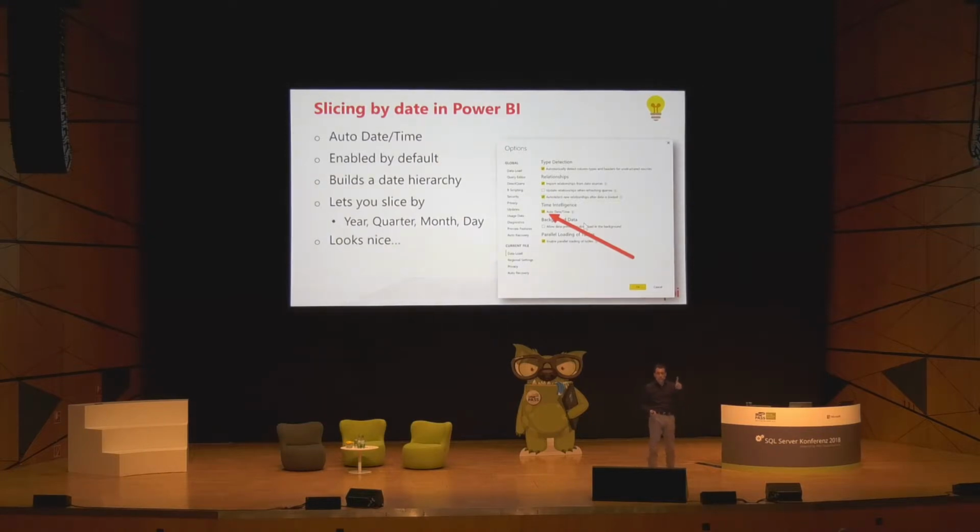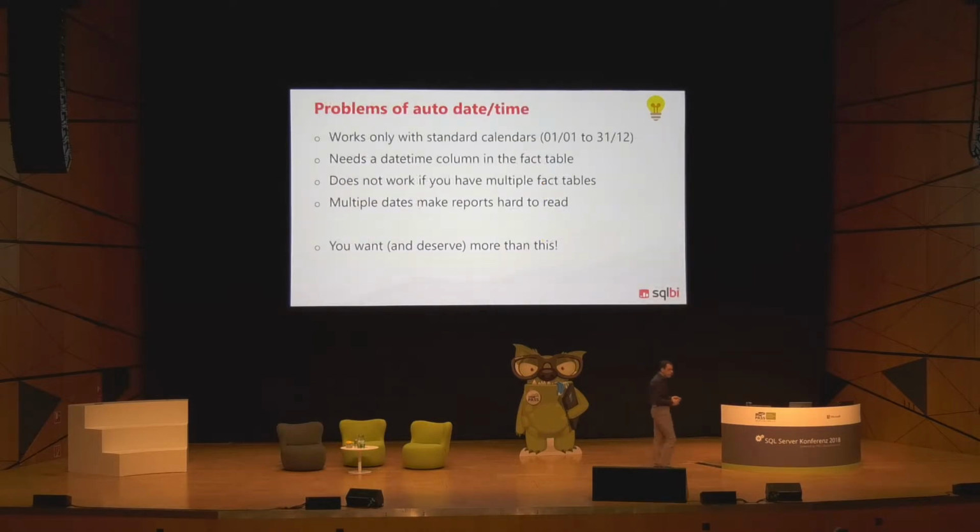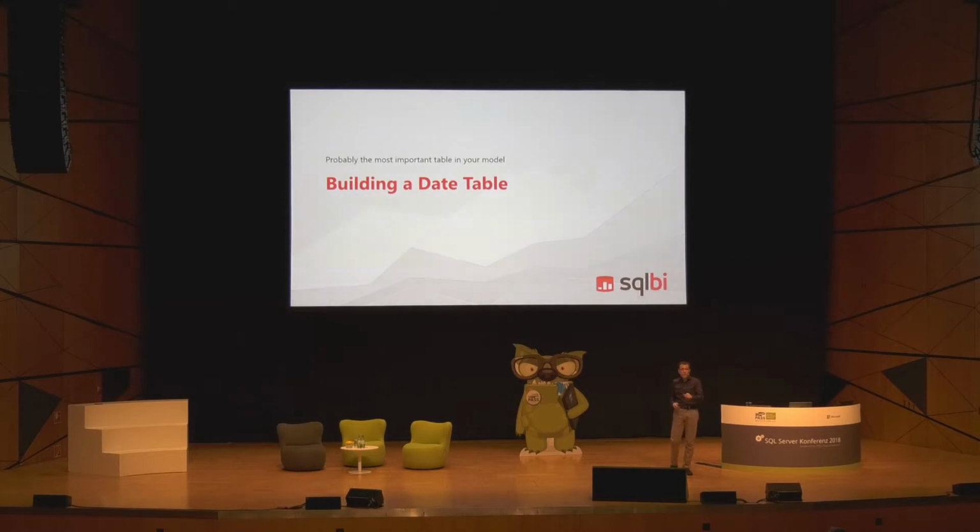If you have a model that has only one table, it's fine, but as soon as you have multiple tables and multiple dates with different granularities, it's absolutely bad. What you want to do is create a shared date table, and the shared date table has relationships with the other tables in the model. So this is the list of the issues that we listed for the auto date time feature, and so we created a date table by ourselves by using DAX.